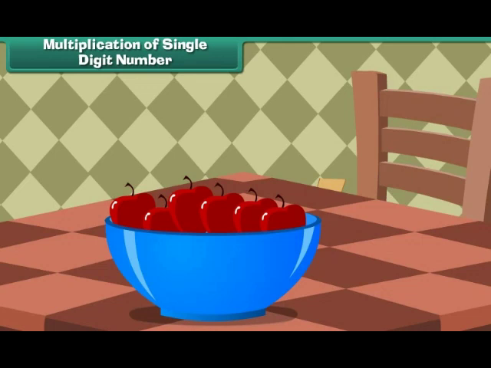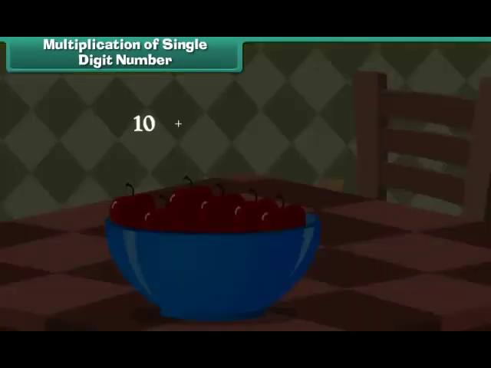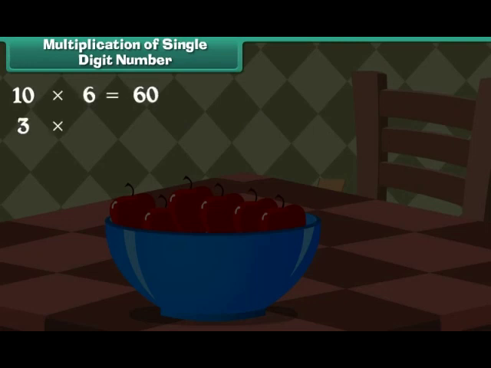Write 13 as 10 plus 3. Multiply 10 and 6. Then multiply 3 and 6. Sum the results up. 10 multiplied by 6 is equal to 60. 3 multiplied by 6 is equal to 18. 60 plus 18 is equal to 78. 13 bowls will contain 78 fruits.